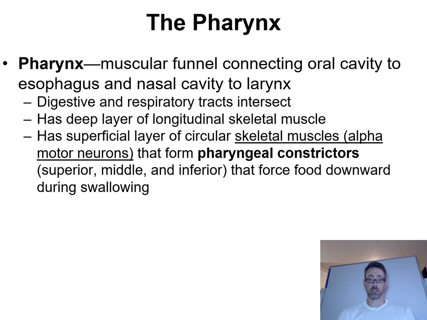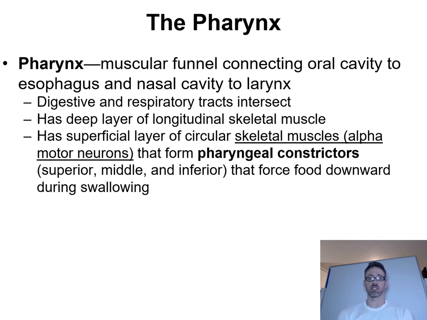The pharynx. So the pharynx is essentially a muscular funnel, a striated muscle that connects the oral cavity to the esophagus. So it's funneling the food into the esophagus, and it's also connected to the nasal cavity as well. And this also connects to the larynx. So this is where the respiratory system and digestive system are in close approximation with one another. So we have to make sure that when we swallow food, it doesn't enter into our trachea. So that's where they intersect with each other.